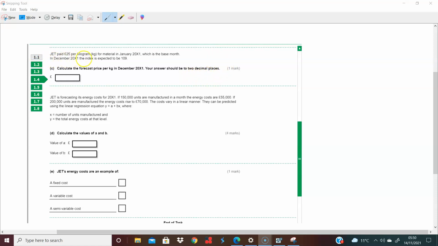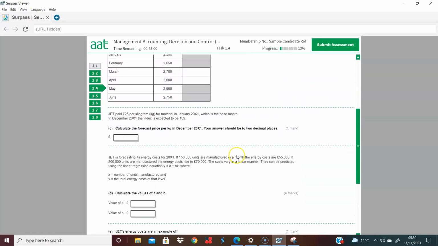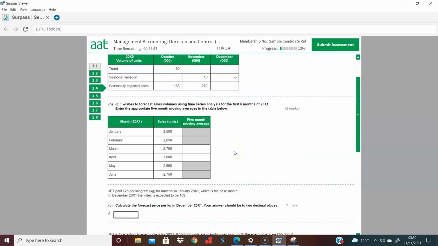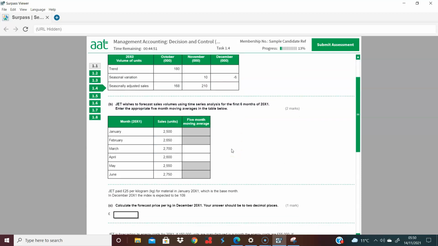So it says the firm paid £25 for materials in January X1, and it says this is the base month. Now this base month is at 100, right? Because we don't have any other. Let me just look carefully to make sure I'm right. When I look through the question, I don't see anything else given that I've missed.